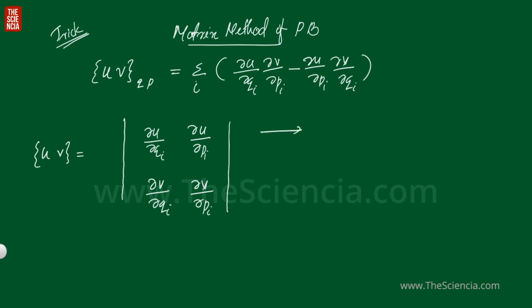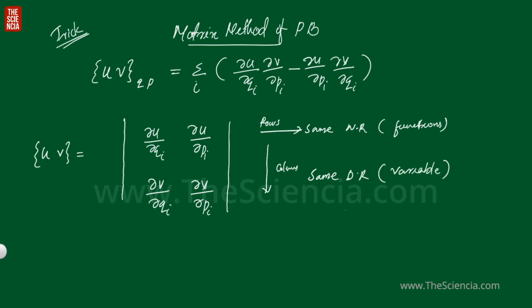See, in the rows, the numerator is the same. And what is the numerator here? The numerators are functions. And in the columns, the denominator is the same. And what is this denominator? Denominators are variables q and p. That is, see, here it is u, in the same row, same function. Here v, in the second row, same function. In the columns, you see qi, same variable. Here pi, same variable. Okay, so don't forget.